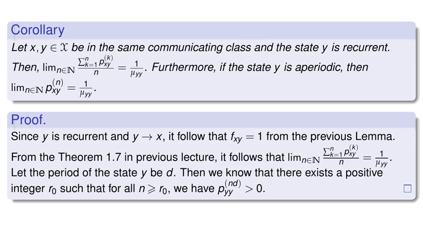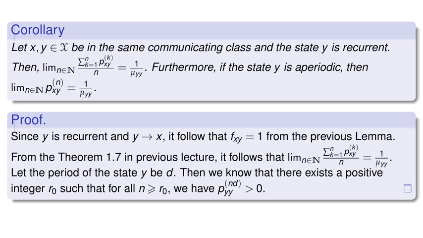For the proof, since y is recurrent and y communicates with x, which implies y arrow x, it follows from the previous lemma, actually the corollary we just proved, that f_xy equals 1. From theorem 1.7 in the previous lecture, which dealt with Cesaro means of transition probabilities, it follows directly that the limit as n goes to infinity of the sum from k equals 1 to n of p_xy^k divided by n is 1 over mu_yy.